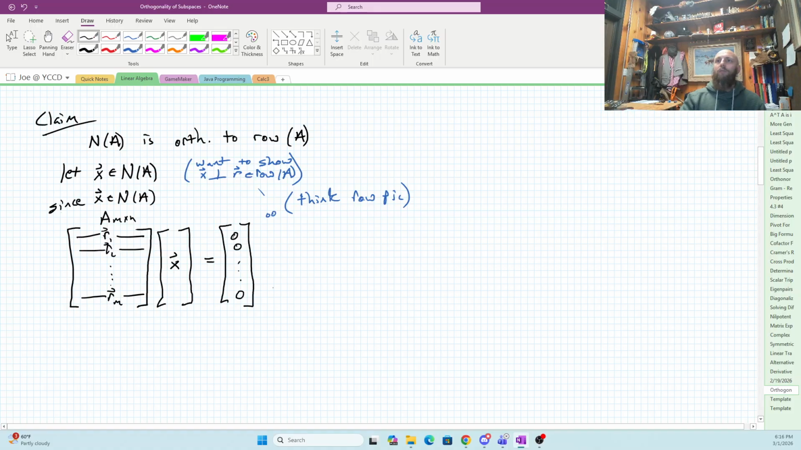So we're going to think row picture, and this means that row 1 dotted with x has to be 0. That's the first line of this, essentially. As I pick x up, twist, and drop on the row, R1 dotted with x has to be this top 0. That's my first equation. Second equation is R2 dotted with x is equal to 0. And then we get all the way down to Rm dotted with x is equal to 0. So that's something I now know.